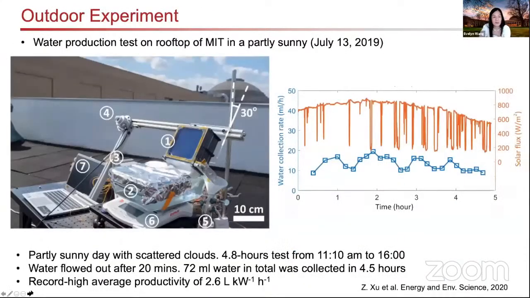Of course, we also wanted to demonstrate this capability in outdoor conditions, which is more relevant to the realistic situation. So we placed this device on the rooftop of MIT. You can see the water collection rate as a function of time, as well as the solar flux from the sunlight. Over about 5 hours, we were able to collect about 70 milliliters of water with a record high average productivity of about 2.6 liters per kilowatt per hour.